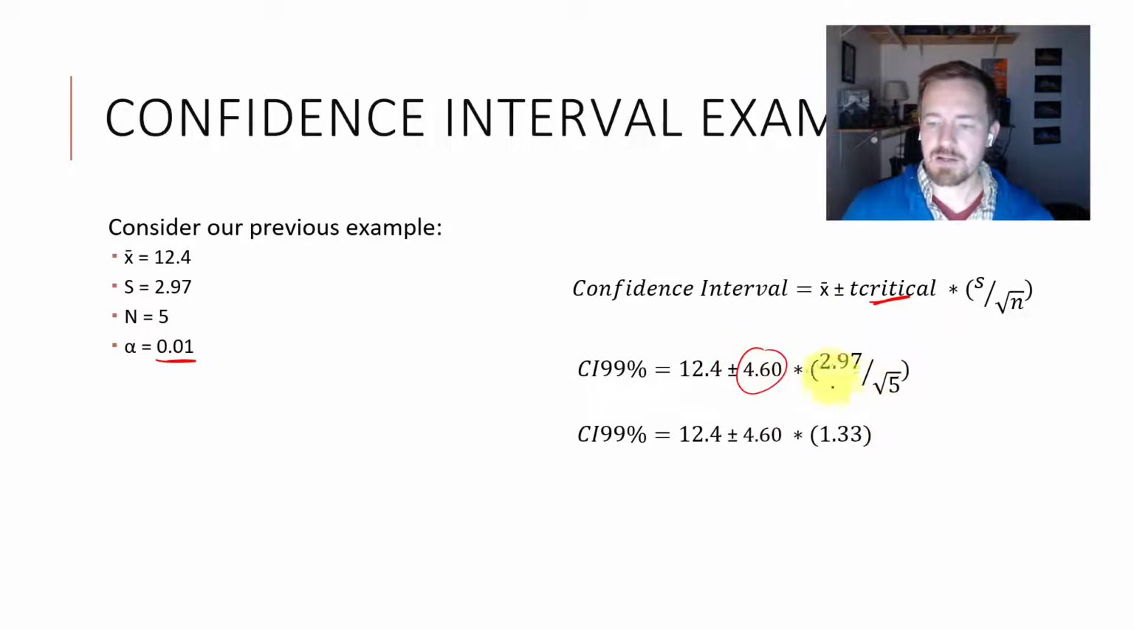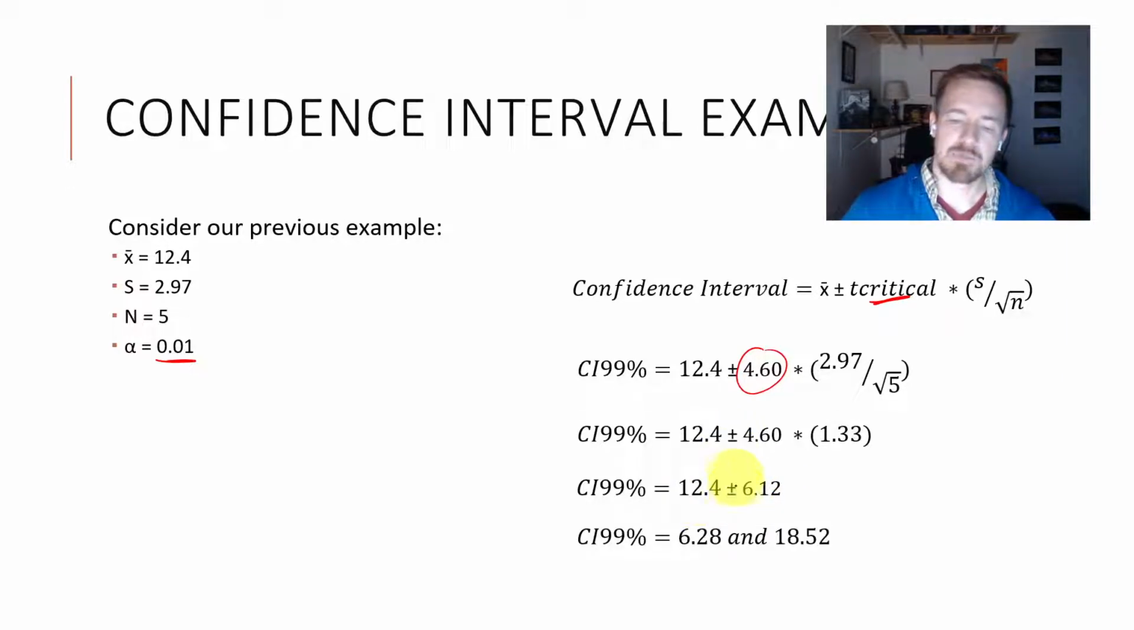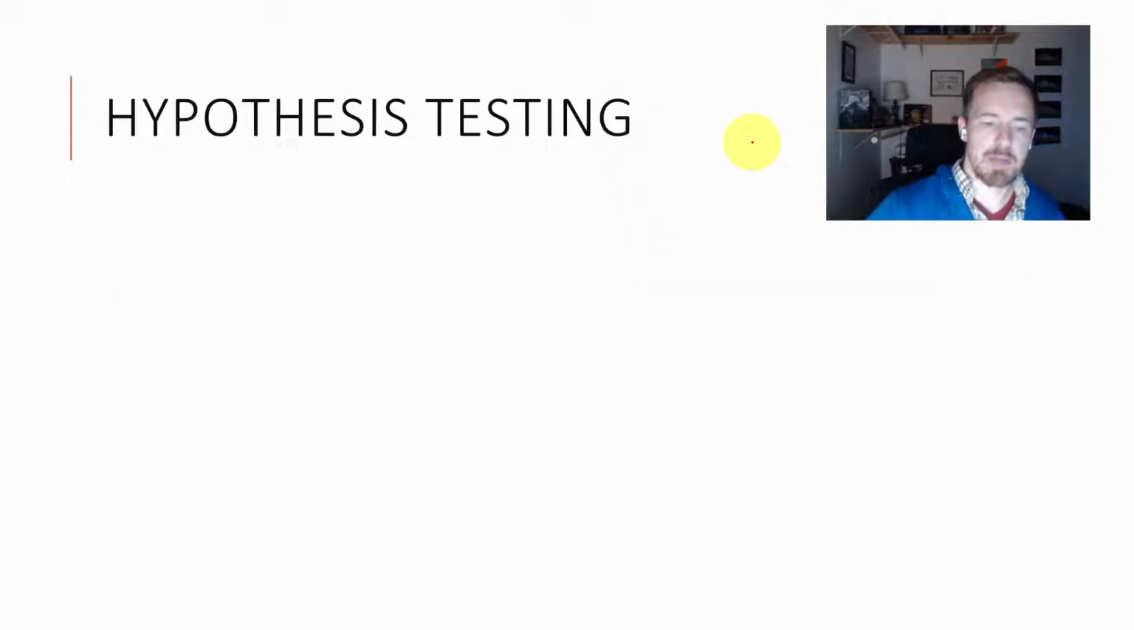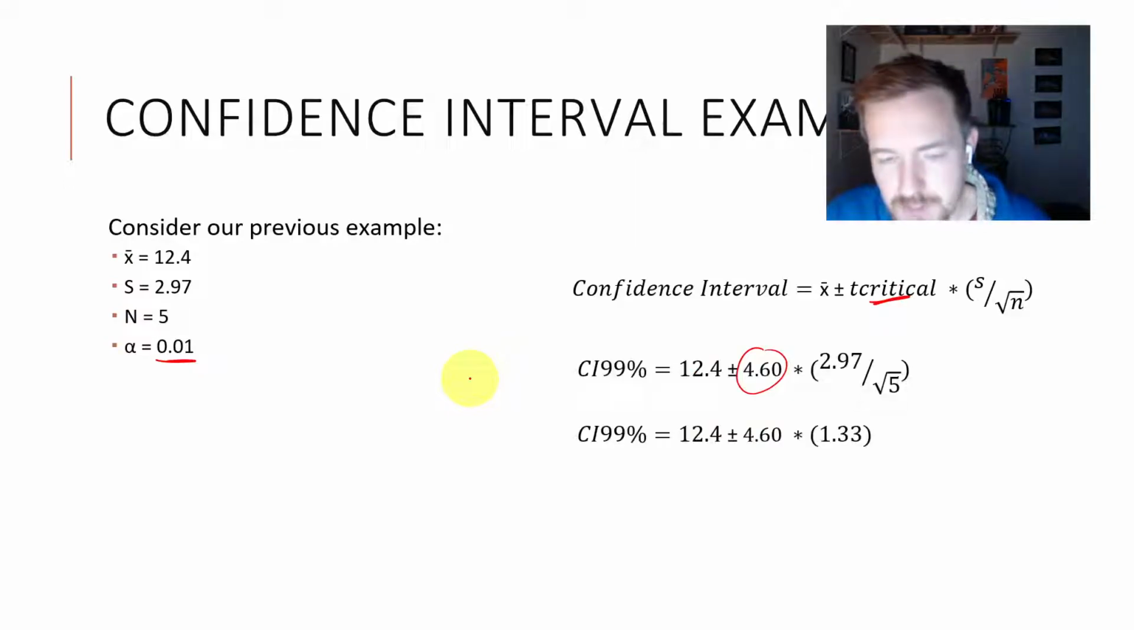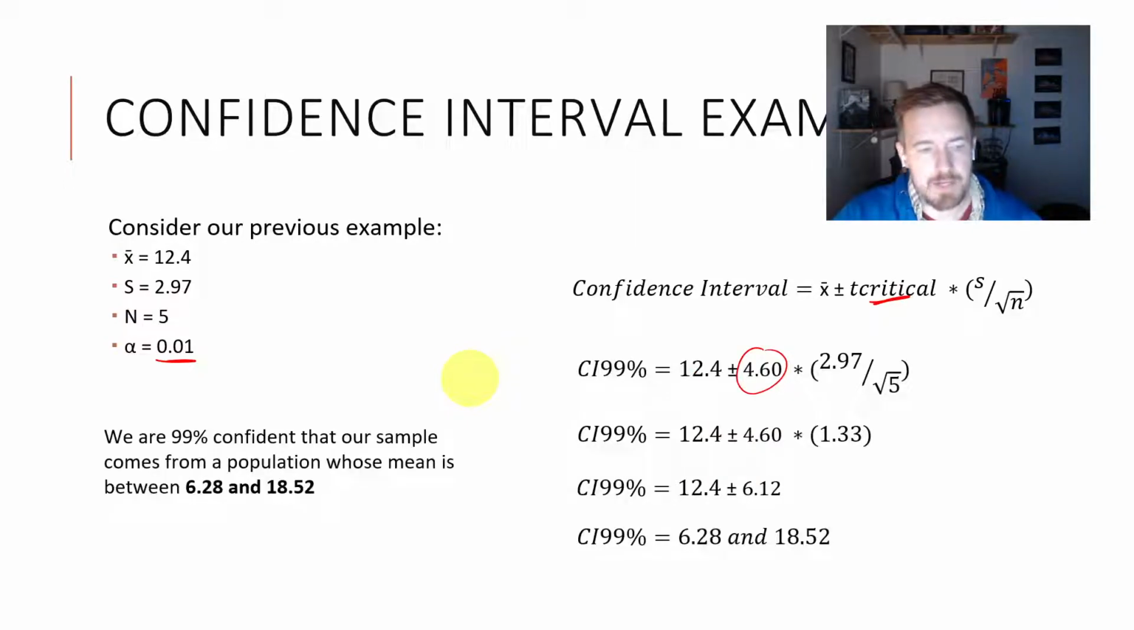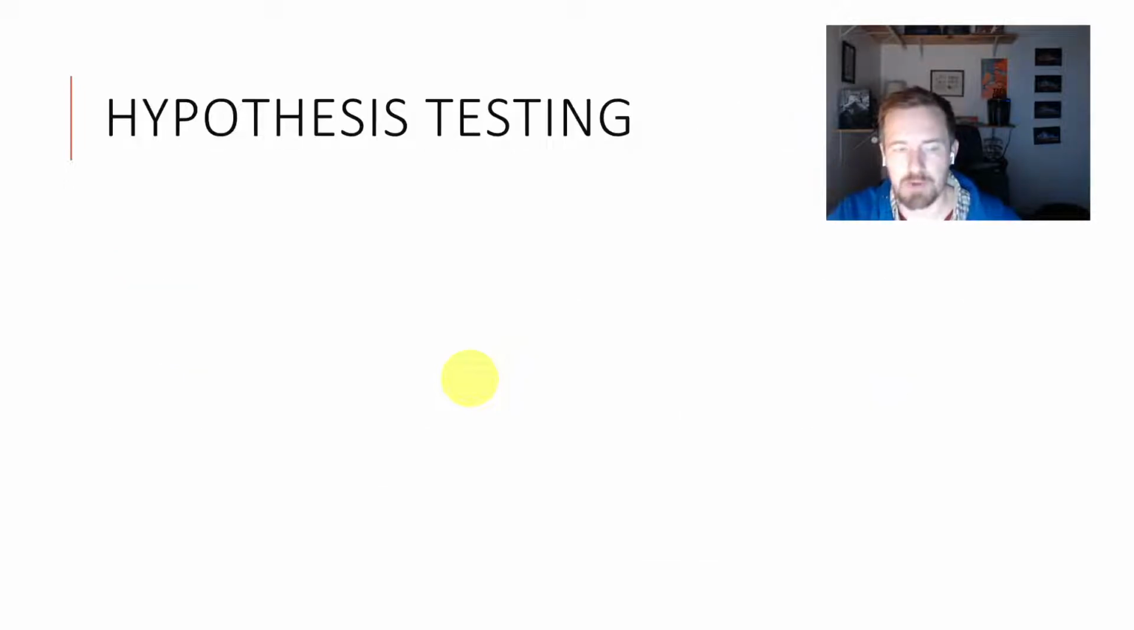But when we take that sampling error, 1.33, and multiply it by 4.6, that gives us 6.12, and we're going to add and subtract 6.12 to 12.4, which gives me 6.28 and 18.52. So if we look back over at our distribution right here, this is going to be even further over here, and this is going to be even further over here because we are using different alpha values. But otherwise, it's exactly the same. So we can now say that we are 99% confident that if we were to get a new sample, it's going to fall somewhere between 6.28 and 18.52.